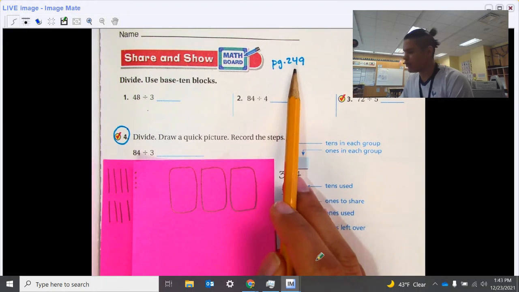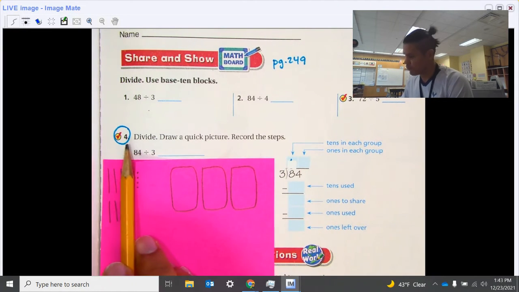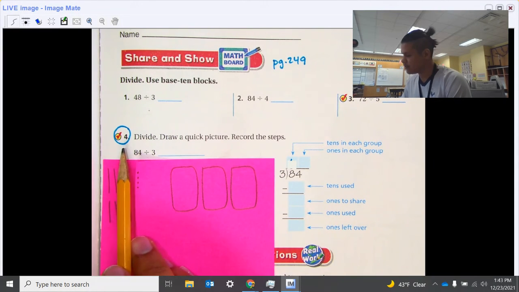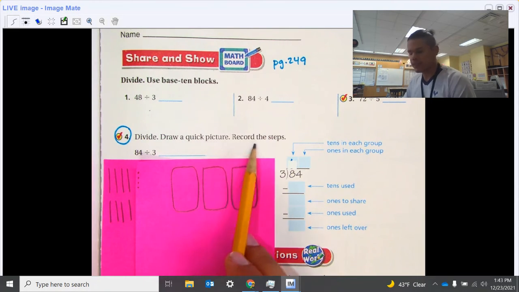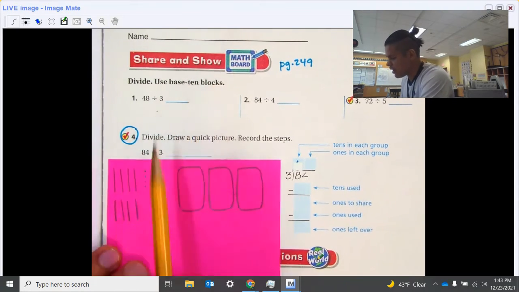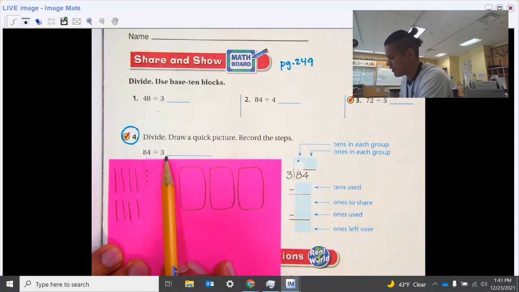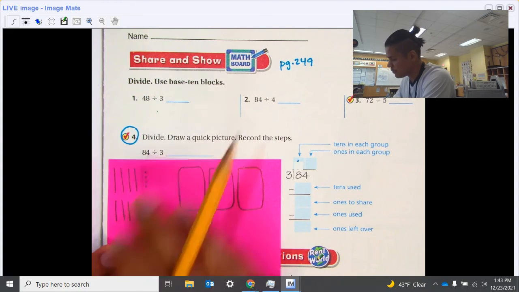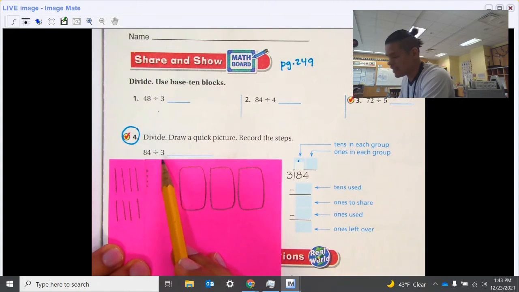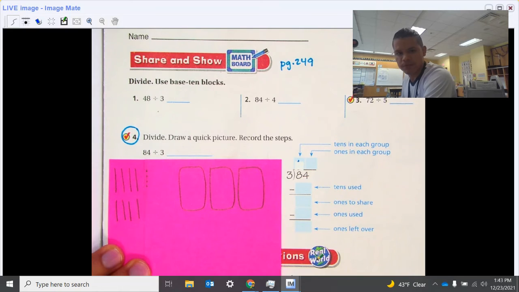I'm on page 249, and I want to show you number 4. Please follow along as I read the instructions. Divide. Draw a quick picture. Record the steps. So here, I have 84 divided by 3. My dividend, or my larger number, 84, I'm going to represent with my visual of the base 10 blocks. And my smaller number, or my divisor, will be my equal groups. 1, 2, 3 equal groups.